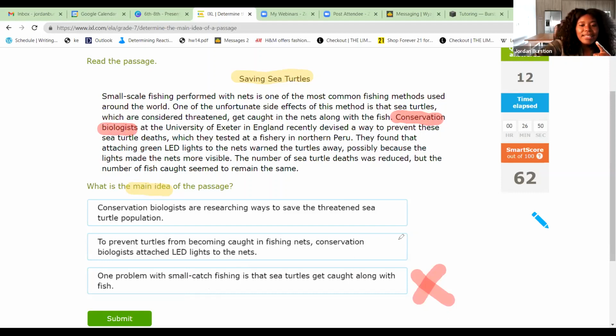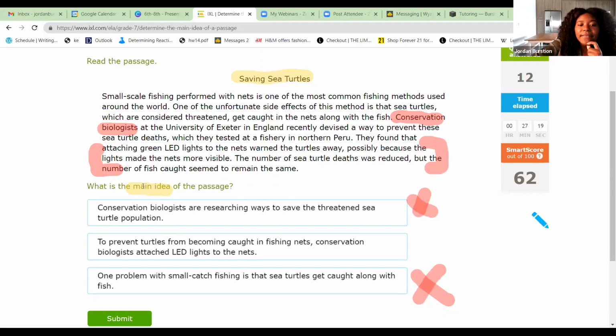Now, my instinct is to say that the first option may not be the best one either, because this option talks about conservation biologists, but it kind of ignores the rest of the article. It doesn't tell us how they're researching ways. So let me see, someone typed something in the chat again.